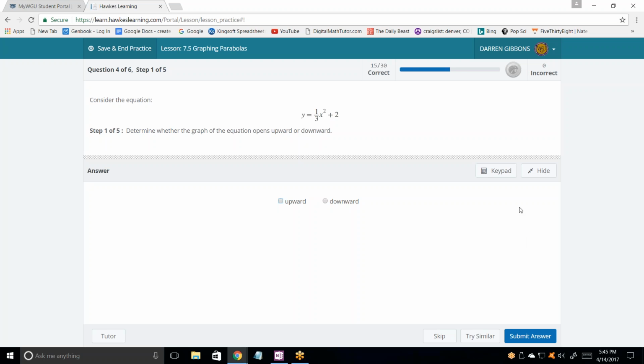Okay. Is this open up or down? The only thing that matters is whether it's a plus or a minus in front of the x. This is up. This is upward. That's the only thing that matters. If it's a negative 1/3, it opens downward. If it's a plus 1/3, it opens up.